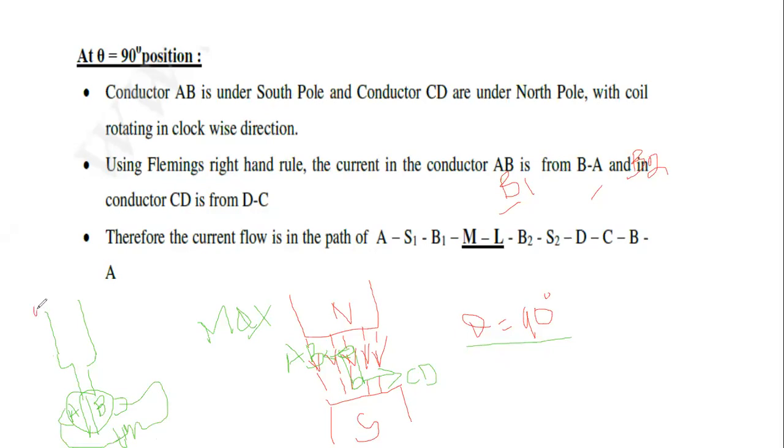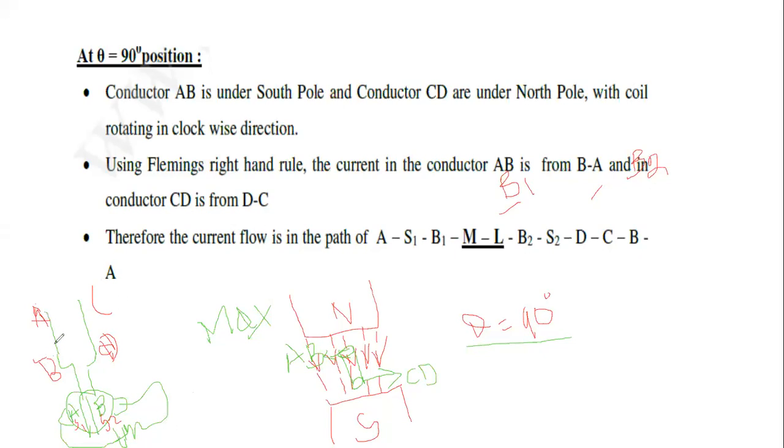Okay, this is the AB conductor and this is the CD conductor. It will be in capital letters. This is A and this is B and this is C and this is D. First of all, we are taking the slip rings. A will be considered as S1 and this is S2.